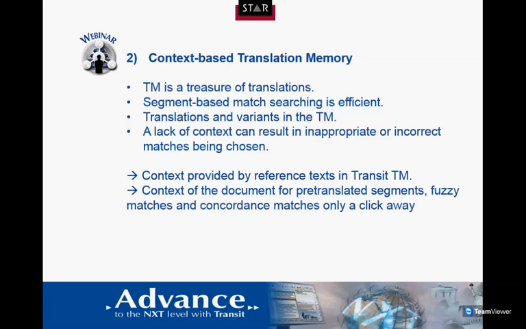The translation memory of Transit contains the translations as entire documents. You can open the previous document that you have translated and look up the context, for pre-translated segments, for fuzzy matches and concordance matches. Then Transit tells you if the match is really a good match.